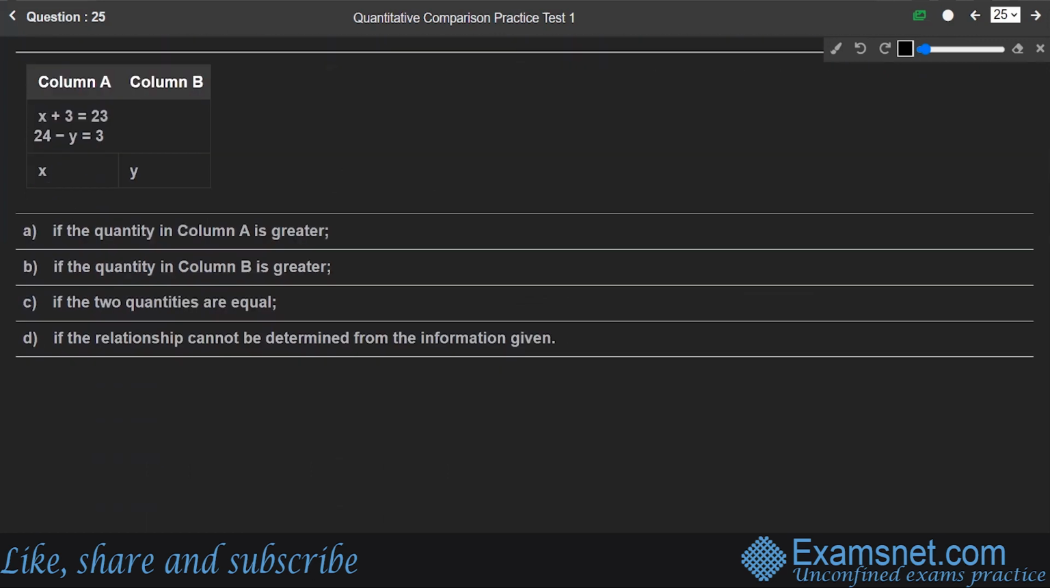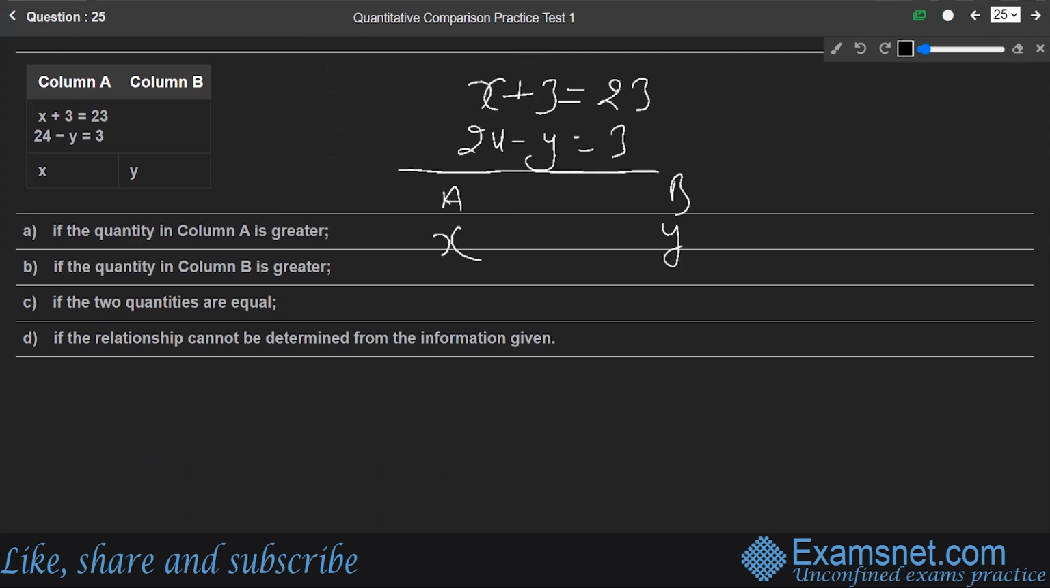Now the question says there is common information provided: x plus 3 is equal to 23. That is the common information provided. 24 minus y is equal to 3. These are the two things given to us. And what we are supposed to compare in columns A and B are x and y. These two things are to be compared. So clearly we are supposed to solve for the values.